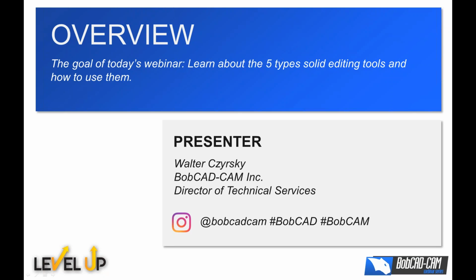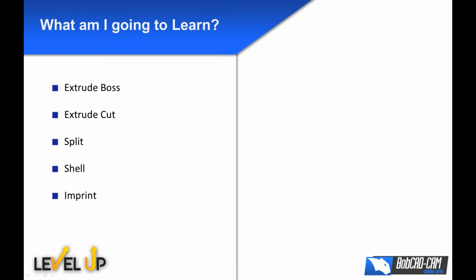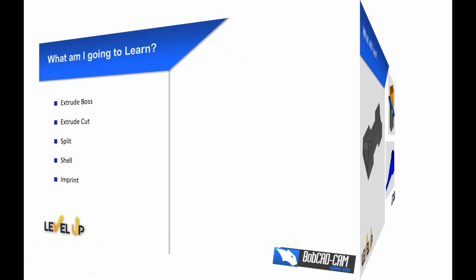So today I'm going to be helping you with these topics. What we're learning today: extrude boss, the extrude cut, the solid split function, the solid shell function, and the imprint function. So these are 5 common solid manipulating tools that we have, and I think through the presentation you'll see how they can be useful for you.